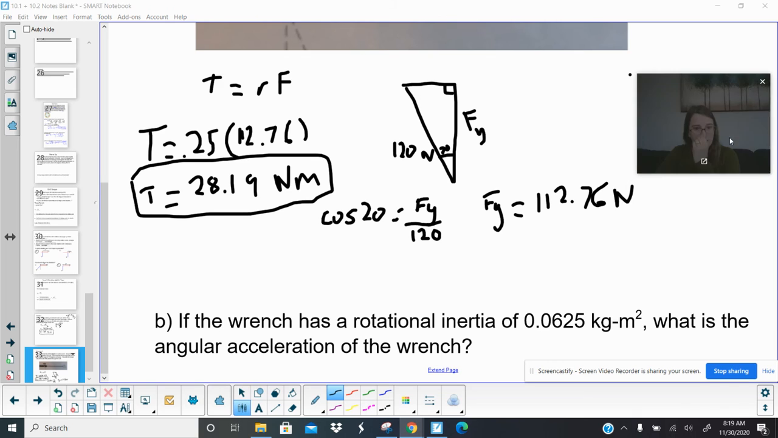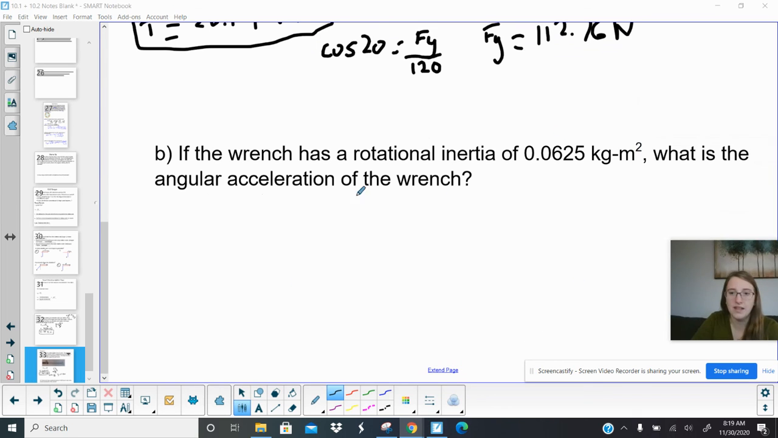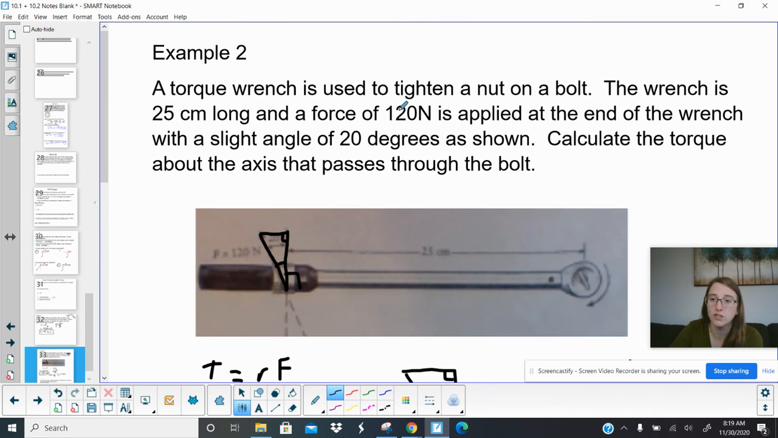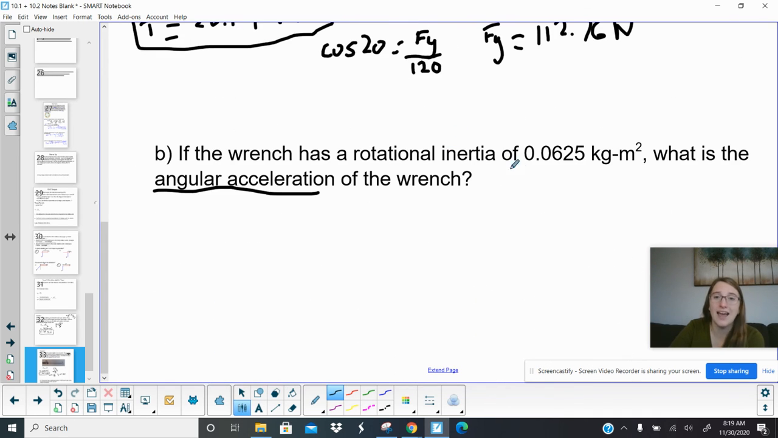So this last thing here is based off of Newton's second law, and here's how we know. Again, it says, what is the angular acceleration of the wrench? You might go into this thinking, oh, I need to use a kinematic equation to solve for alpha. But we're dealing with forces here, right? We have a force applied and a rotational inertia. So this is using Newton's second law as it applies to rotational motion. Take a moment to copy that law down from the slide we looked at earlier.